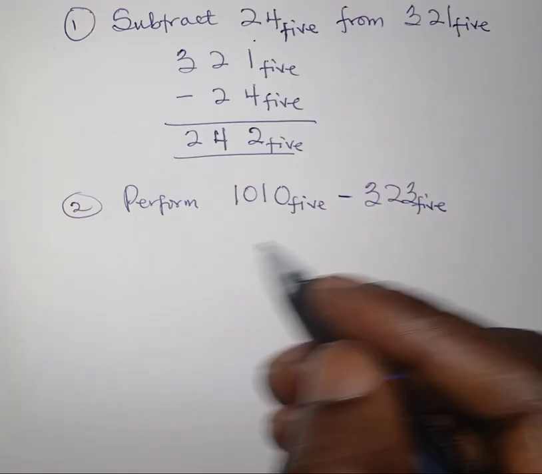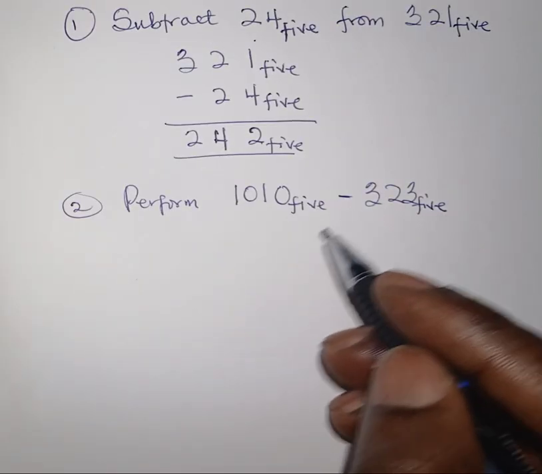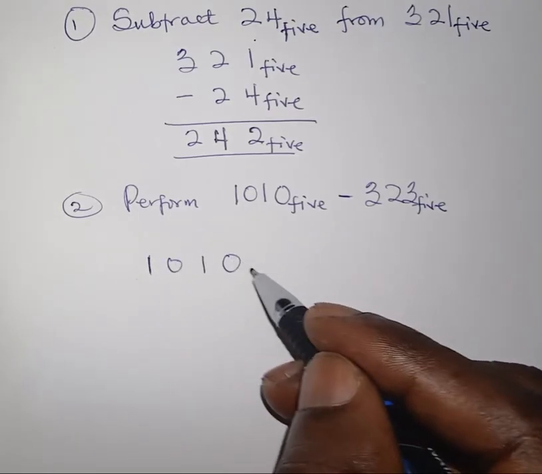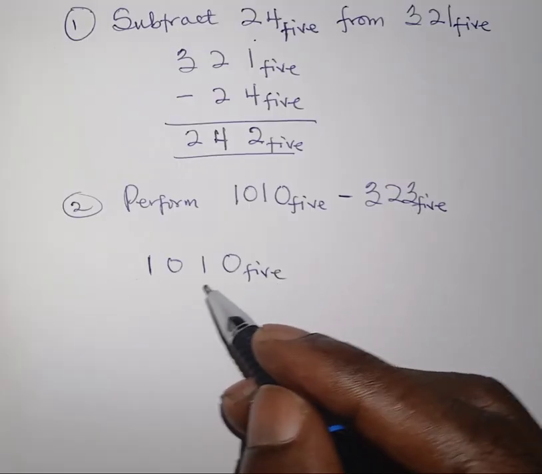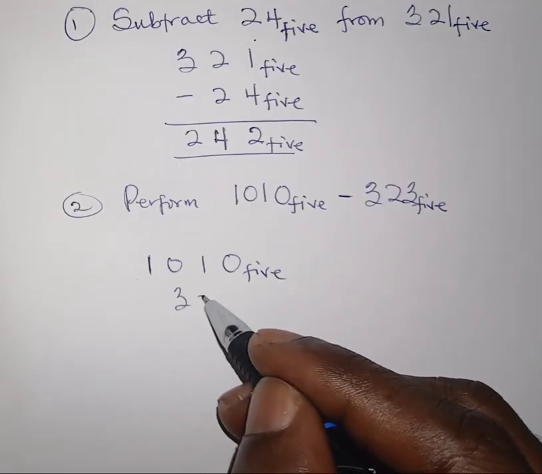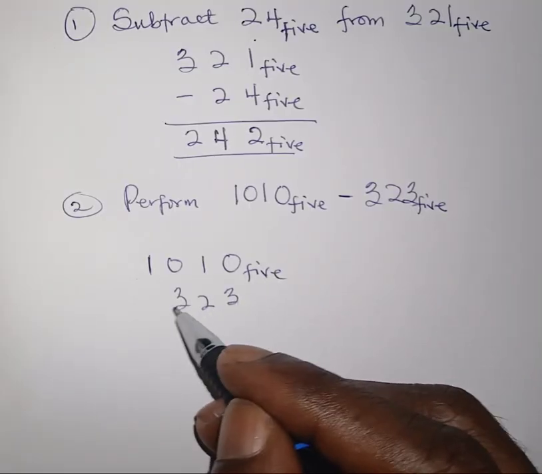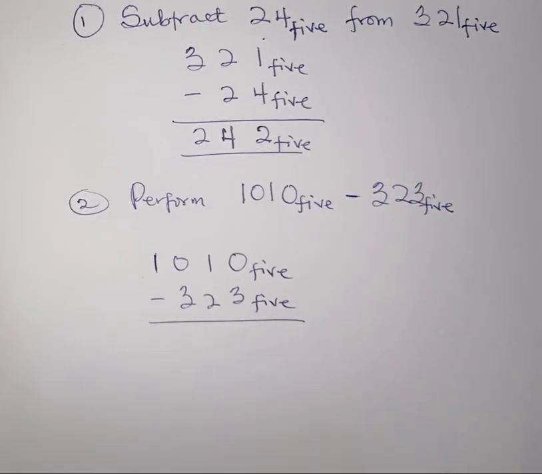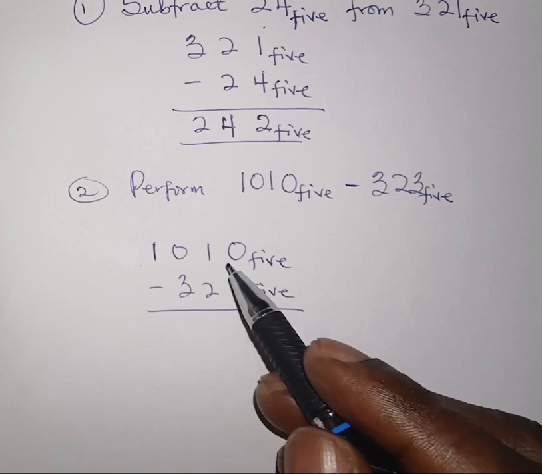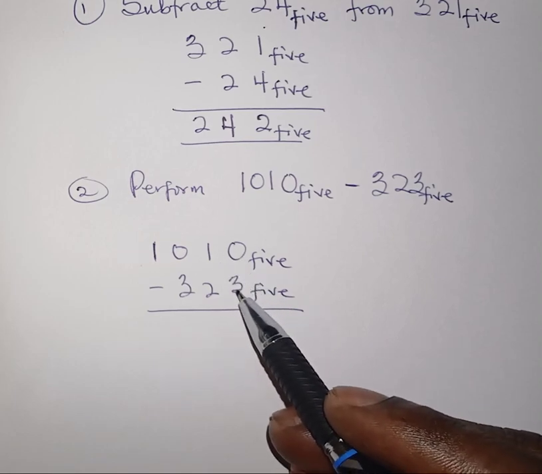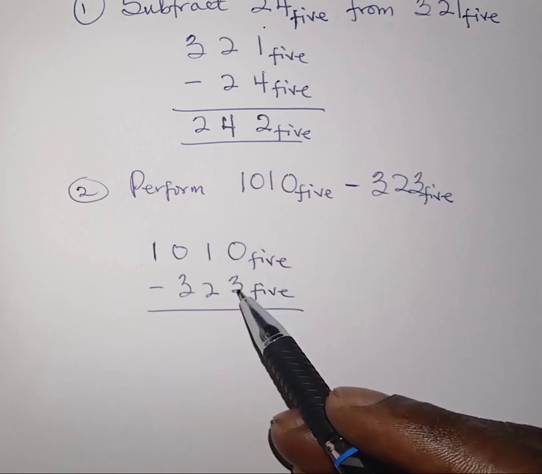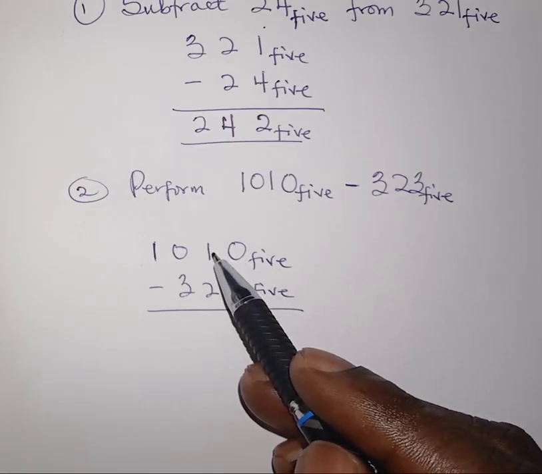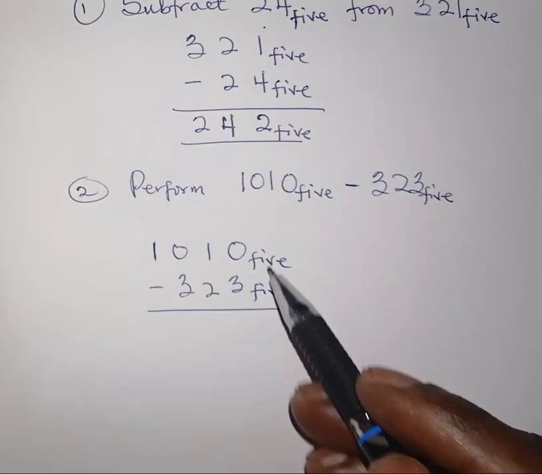Okay, so for example 2, we are finding the difference of this. So I'll write 1 0 1 0 base 5, and then I will have 3 2 3 base 5. Good. So here we come again. We are subtracting 3 from 0, but 0 is less than 3. So we borrow 1 here. In this case, it is 5. So when it gets here, it is the base, which is 5.